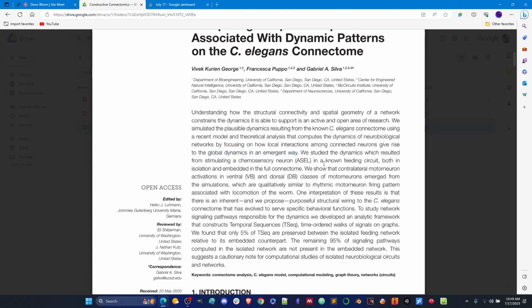We studied the dynamics which resulted from stimulating a chemosensory neuron, ASEL, in a known feeding circuit, both in isolation and embedded in the full connectome. We show that contralateral motor neuron activations in ventral and dorsal classes of motor neurons emerged from the simulations. So contralateral is the opposite side of the organism, or across the midline of the organism. So you have usually a right and a left orientation of the connectome, and contralateral is going from one side of that midline to another.